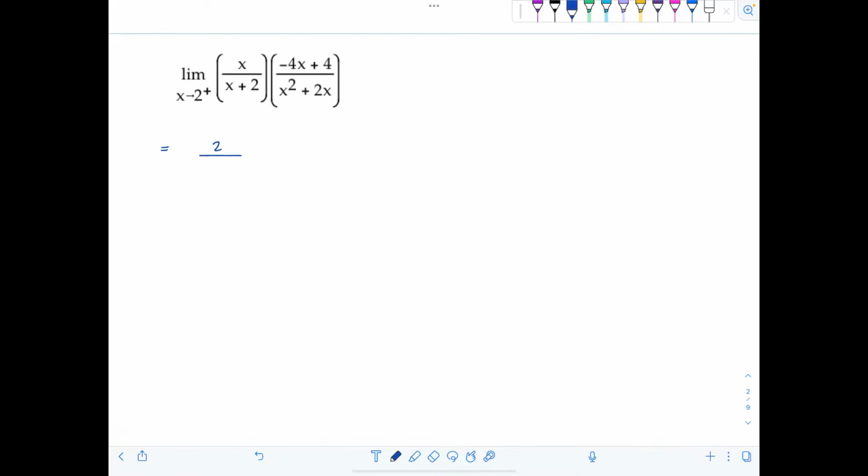2 over 2 plus 2, that's 4. So far I like it. Negative 4 times 2, that's negative 8 plus 4, over 2 squared plus 2 times 2. I mean, this is just 1/2. And then in the numerator over here, negative 8 plus 4, that's negative 4 over 8. That's negative 1/2.